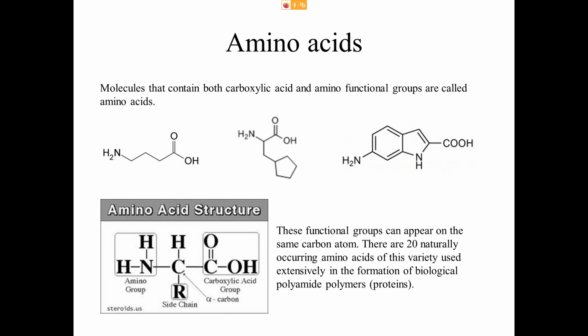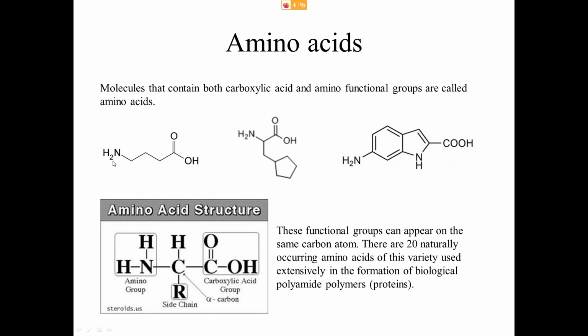The top left figure is a very simple amino acid. You see the carboxyl group on the right, and then it has an amino group as a substituent. How do I know it's a substituent? Because this is the highest priority group. If this group had not been there, we could have named this as an amine, but it's not the highest priority.